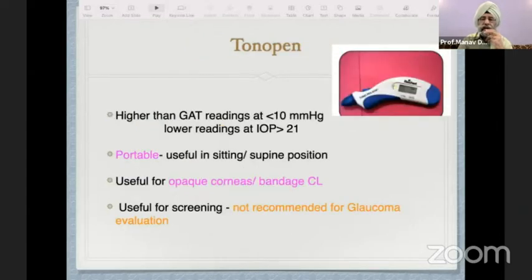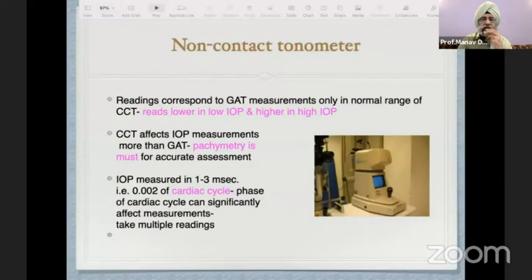We'll touch on these tonometers, and then we'll go to the Goldmann applanation tonometer. This is a TonoPen, which is a portable instrument. The biggest advantage is that it is useful in diseased corneas and with bandage contact lenses. However, it is not recommended for glaucoma evaluation. Non-contact tonometry is a routine screening tool, and it gives abnormal readings in the abnormal range. For screening it is fine because it does a good job within the normal range.